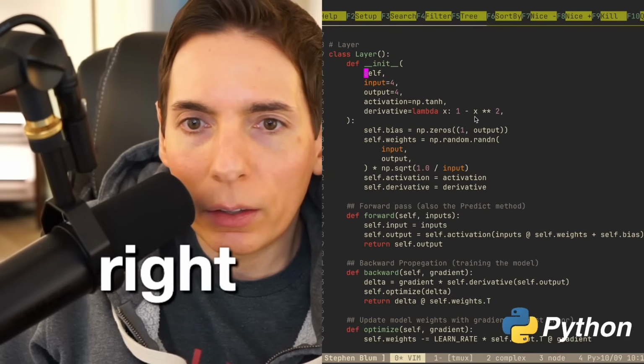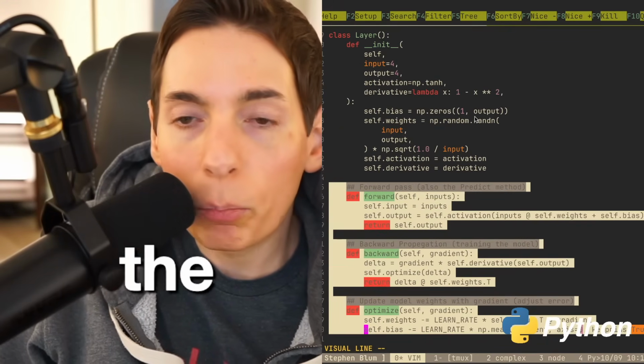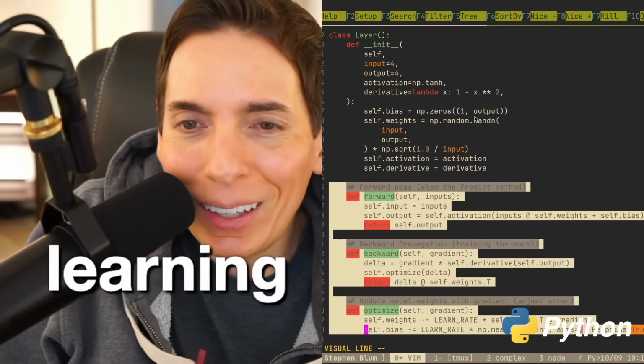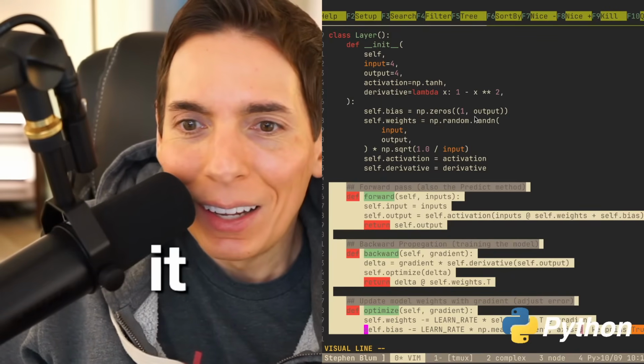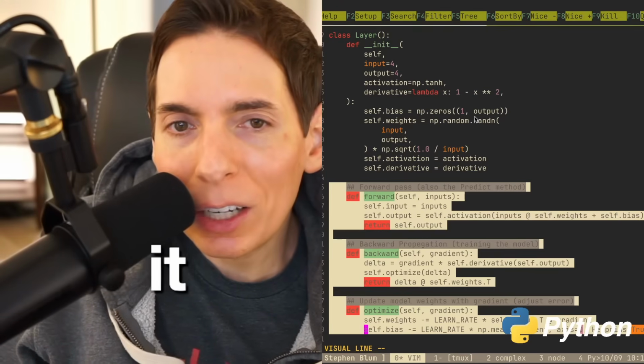Actually, right here on the screen, the main algorithms are right here. These are the most important parts to machine learning and deep learning, you guys. We built it. We did it, and we were successful on stream. And now we're using it and testing it out. We're giving it a test drive.